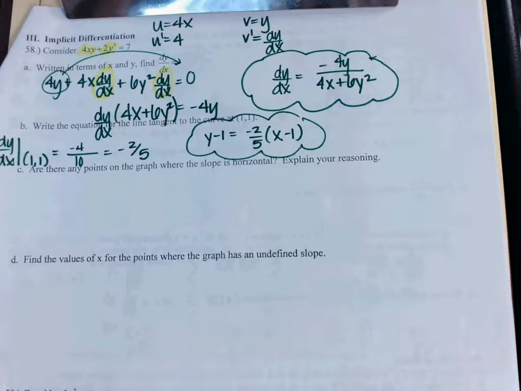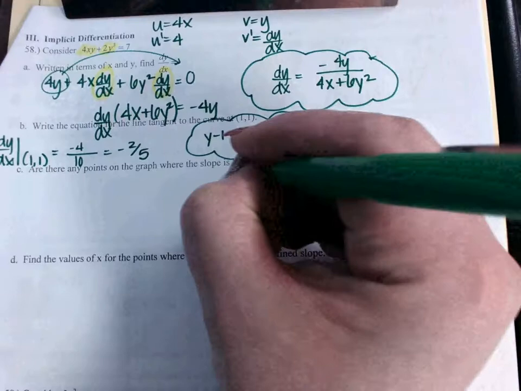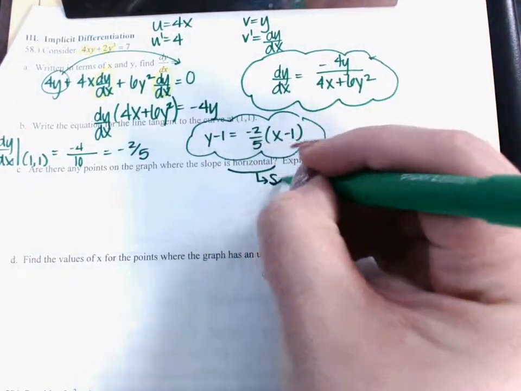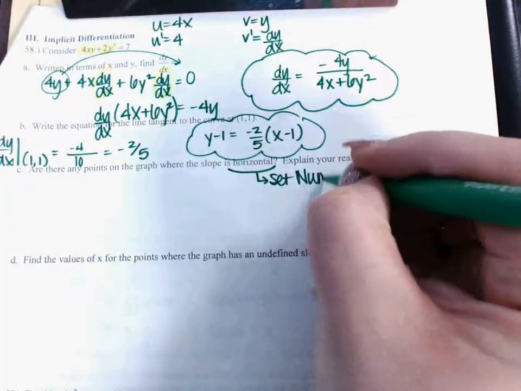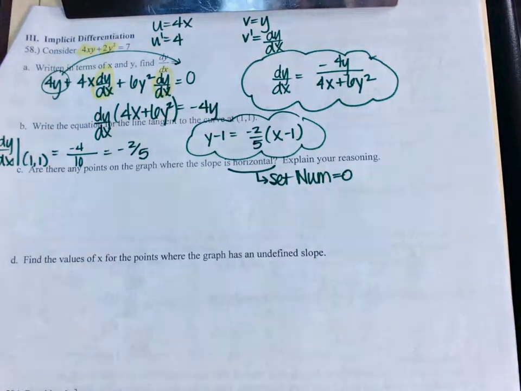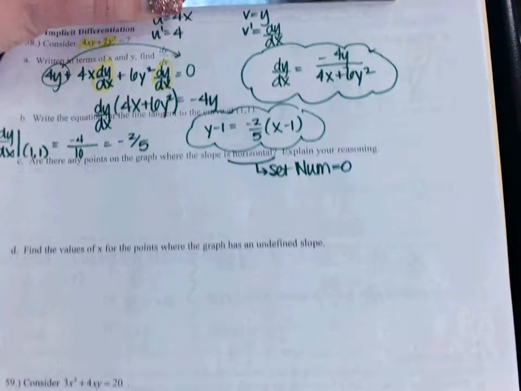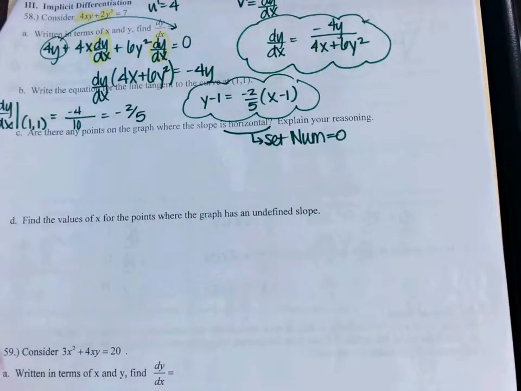Okay, part C. Are there any points where the slope is horizontal? If the slope is horizontal, what do I set equal to 0? The top or the bottom? Okay, very good. Horizontal, you're going to set the numerator equal to 0. Now, skip to part D. When I want an undefined slope, what will I set equal to 0?